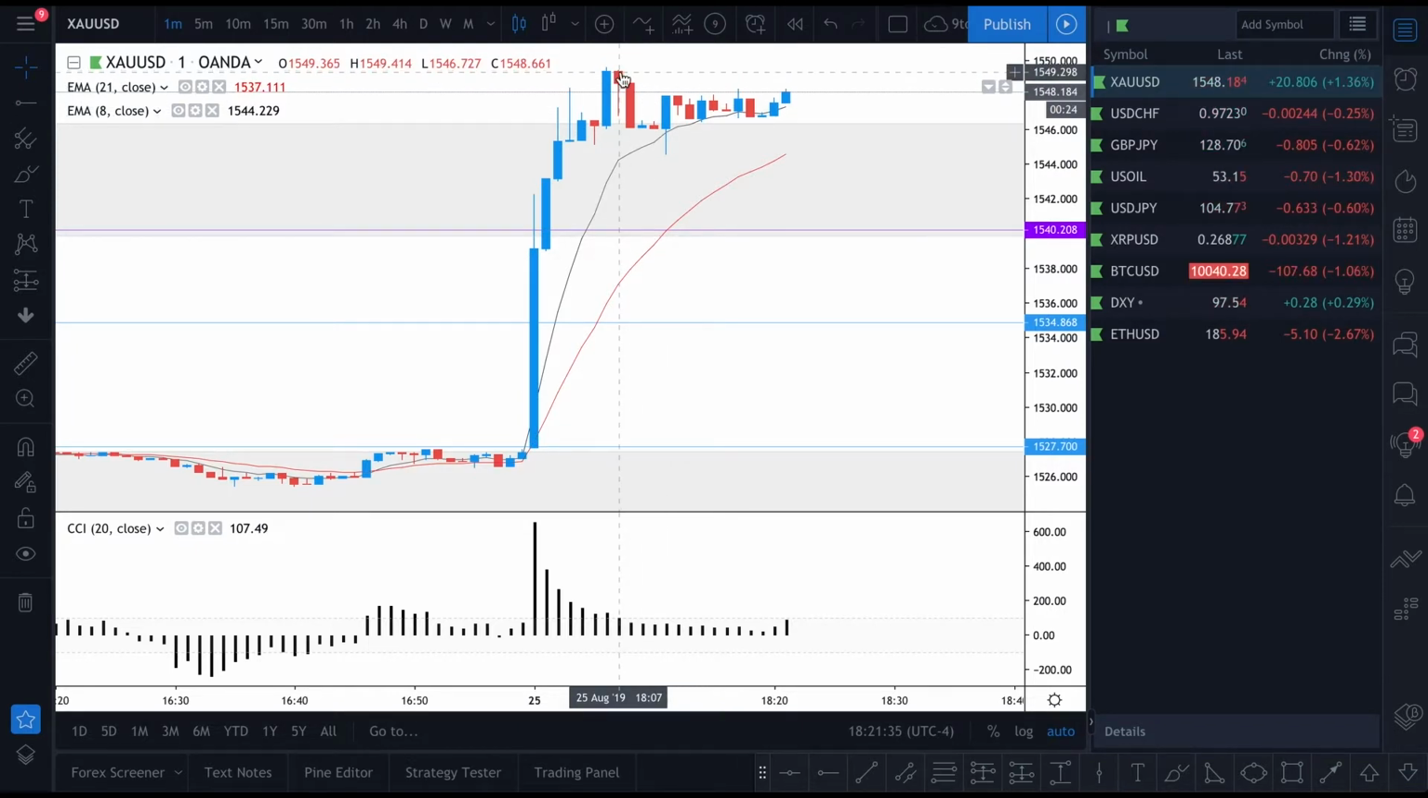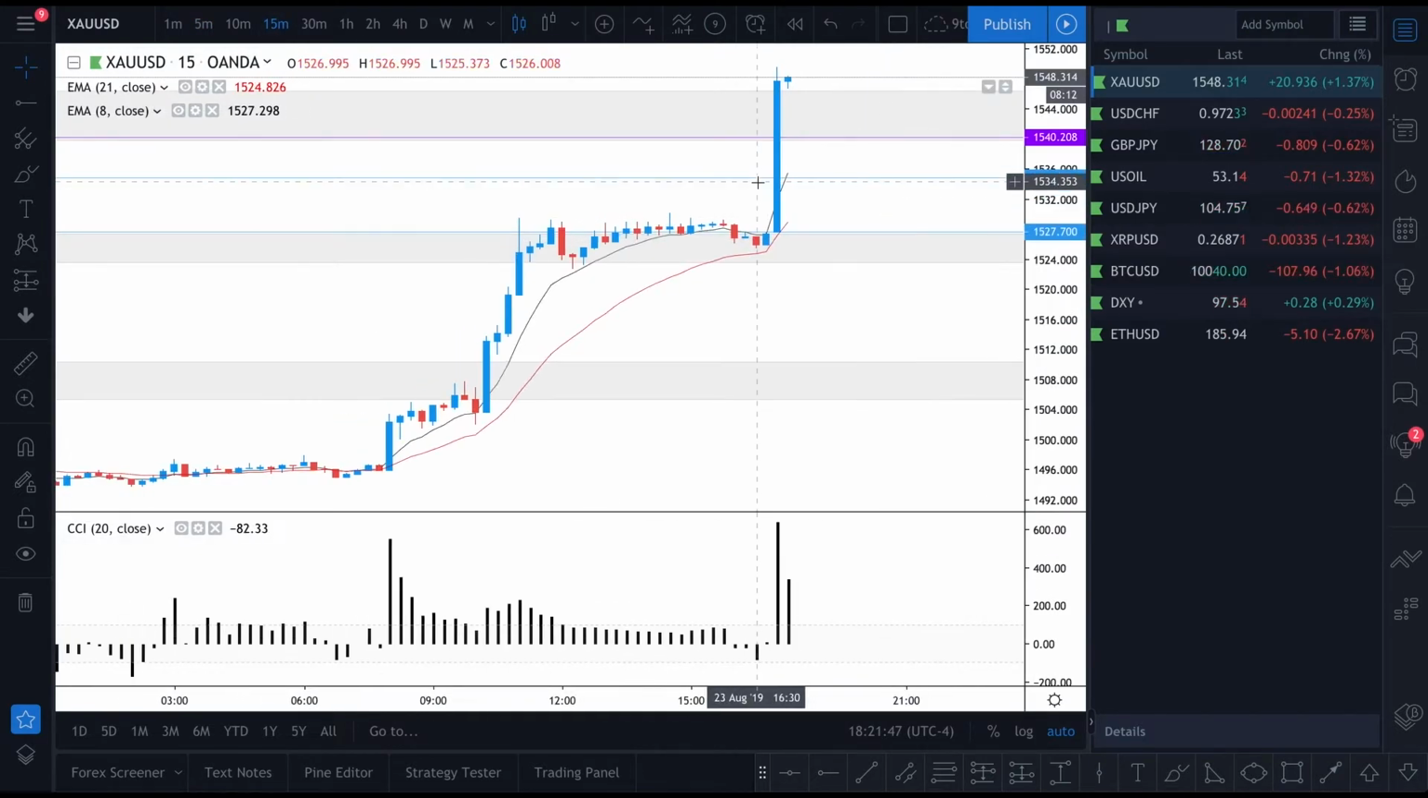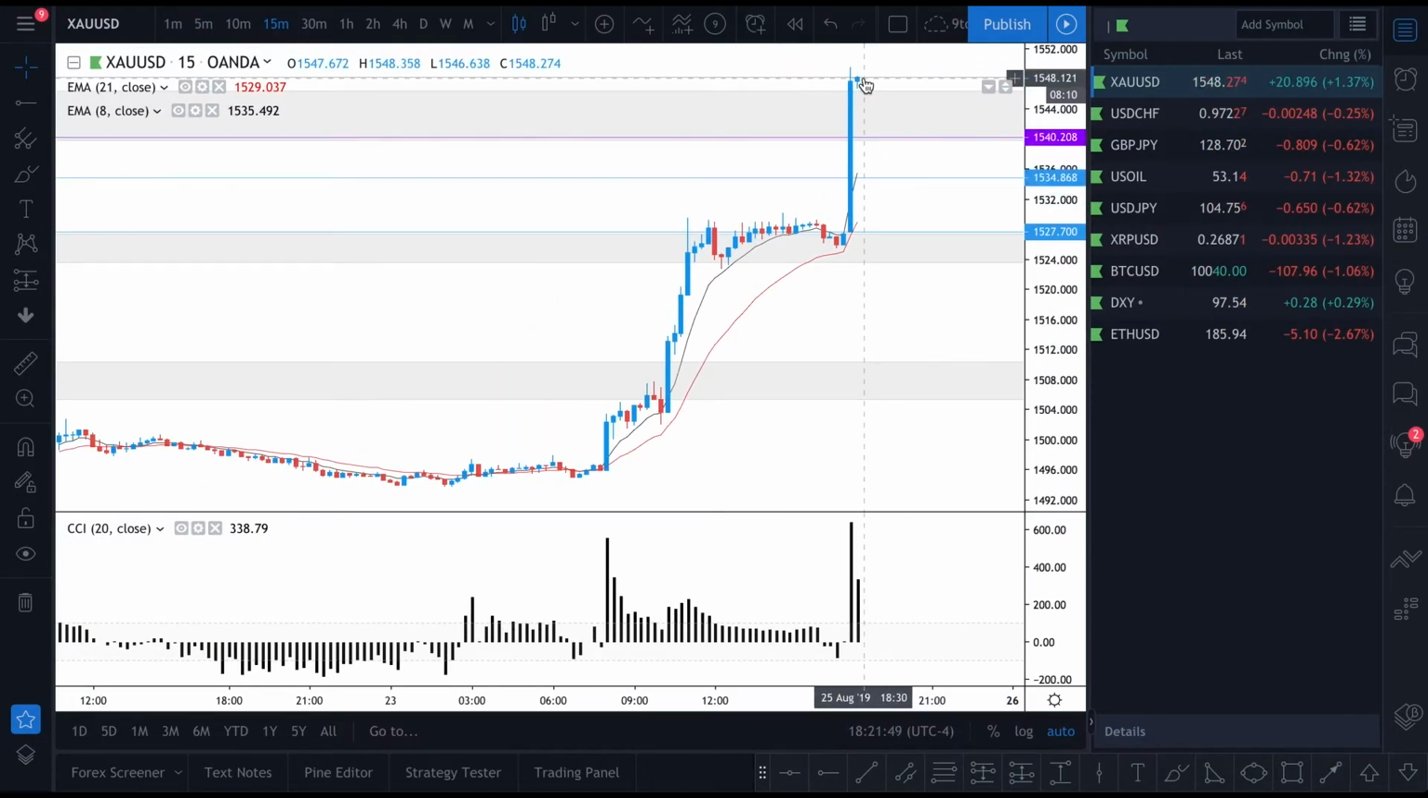You could possibly see some pullback from right here. You can see some rejection off of this level. Again, this is on the minute, so don't quote me on this. I'm just looking for potential reversals so I can get back in. But if you wanted to short gold, this is probably where you would do it from.